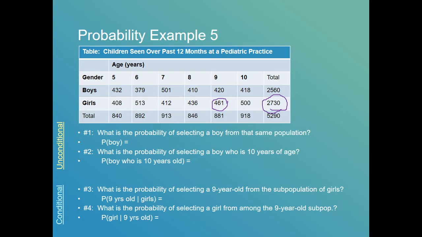And then number 4, what is the probability of selecting a girl from among the 9-year-old subpopulation? So here we're just looking at this 9-year-old box to start. We want to know the probability of selecting a girl, so that would be this 461 again. And the total number of individuals in that subpopulation is 881. So if we take 461 divided by 881, we would get the answer for number 4.